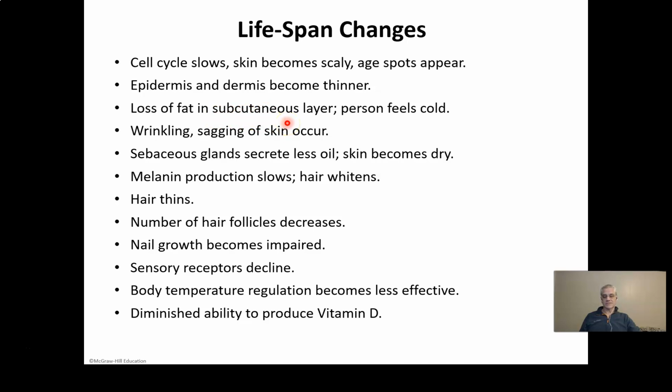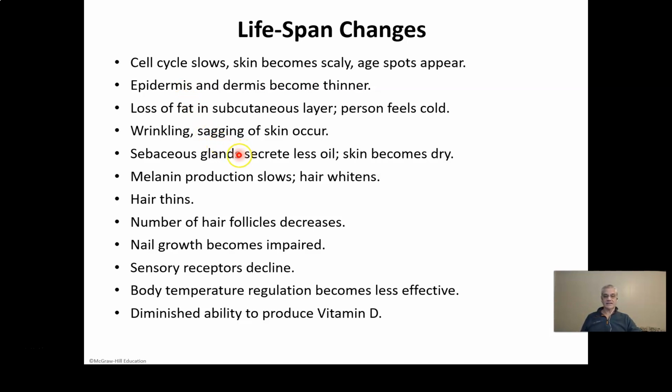I wouldn't mind losing some subcutaneous fat right now, but you need that subcutaneous fat layer to insulate the body, to keep the body at the right temperature. People start to feel cold. And wrinkling, sagging of the skin, of course you know this: the elastic collagenous fibers called elastin are not as elastic, and of course the cell cycle slows down with those fibroblasts that are making that, and you lose elasticity of the skin.